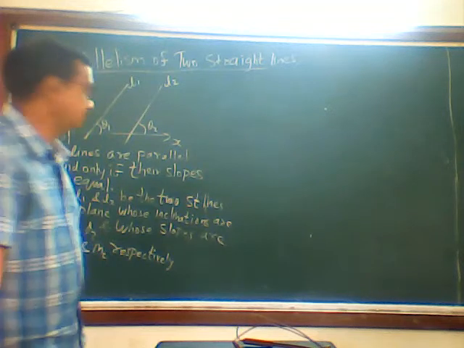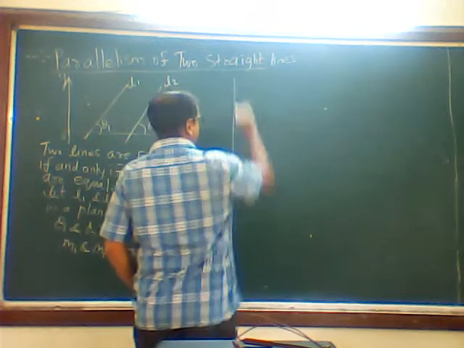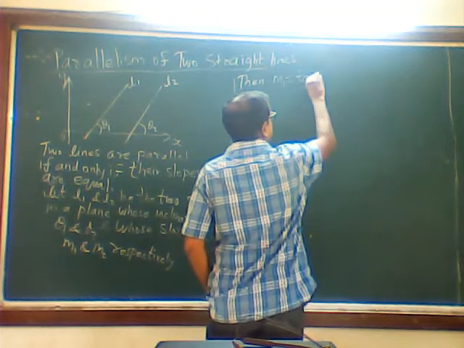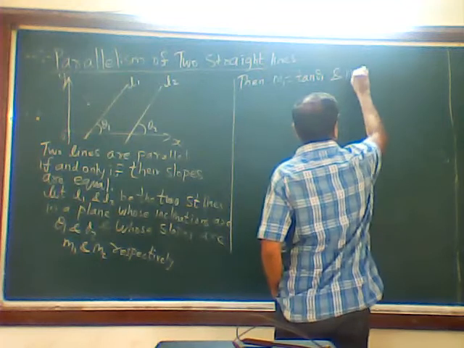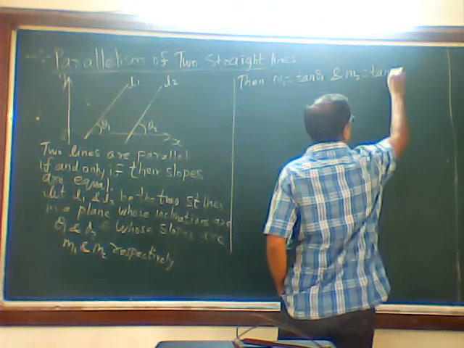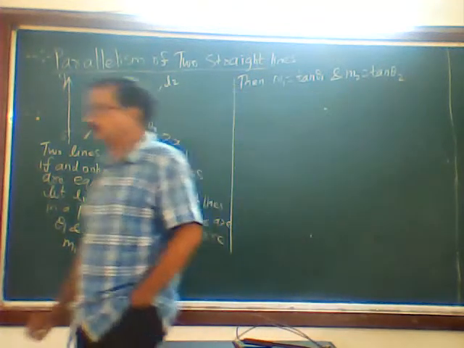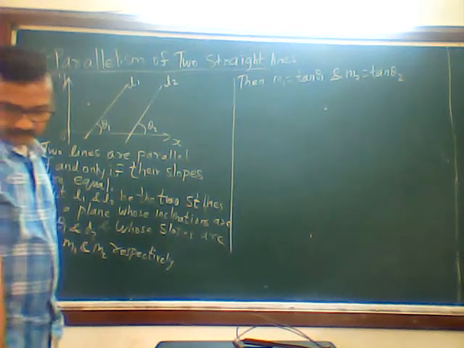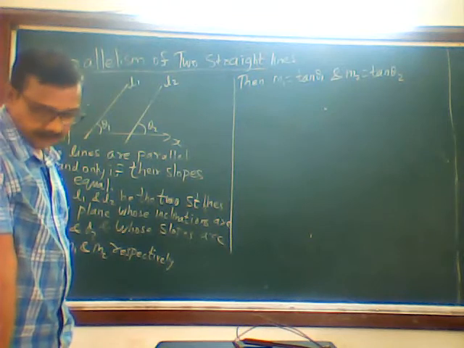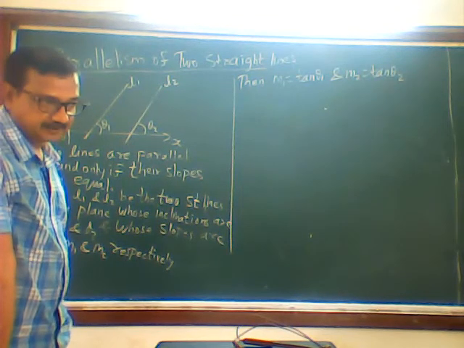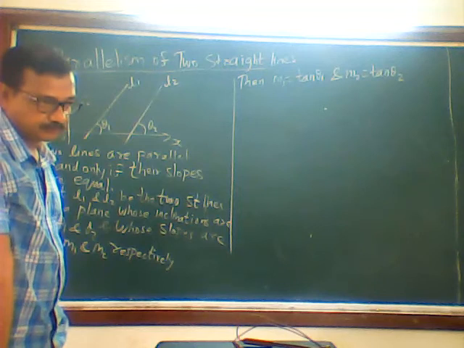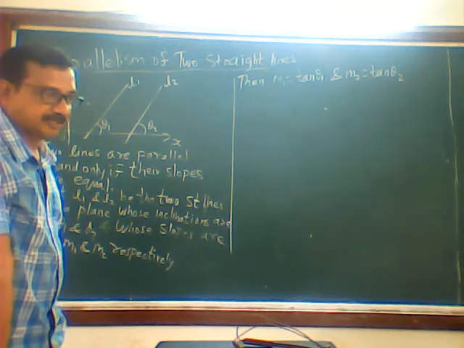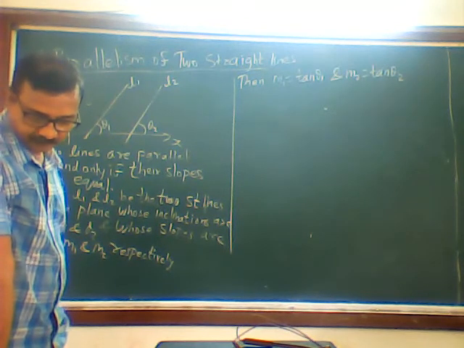Then M1 is equal to tan theta 1 and M2 is equal to tan theta 2. So what is it saying? Obviously L1 is parallel to L2 if and only if their slopes are equal. That is, theta 1 is equal to theta 2.